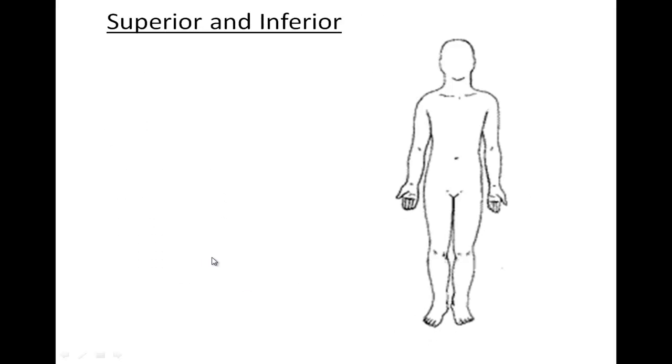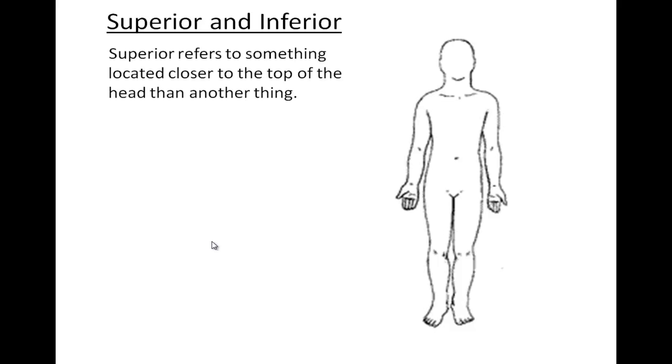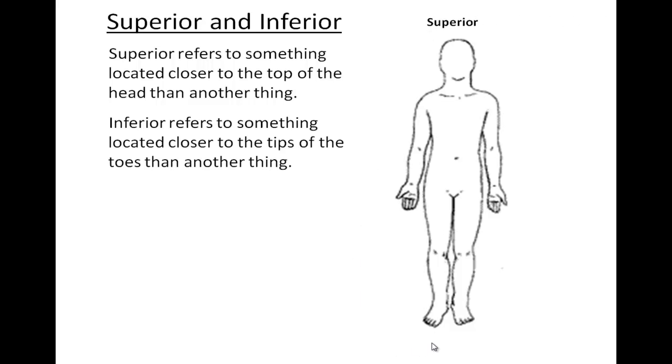So the first relative terms we need to get down are superior and inferior. We stop using up, down, front, and back because those can mean different things depending on how you're positioned. Superior refers to something that is closer to the head than something else. Likewise, inferior is something that is closer to the tips of the toes than something else. So superior and inferior are relative terms. They are superior or inferior to something else.